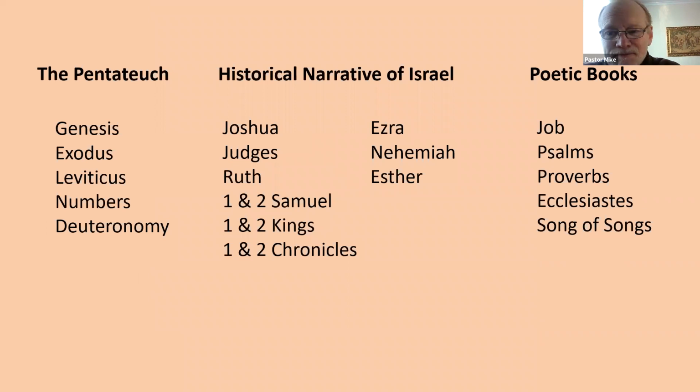And last time we looked at the Pentateuch, that's the 5 books on the left on the screen there, the books of Moses. And we also looked at the poetic books, that's Job, Psalms, Proverbs, Ecclesiastes, and the Song of Solomon, or the Song of Songs. We did it that way because tonight we're going to be looking at the historical narrative of Israel, and also the books of the prophets.